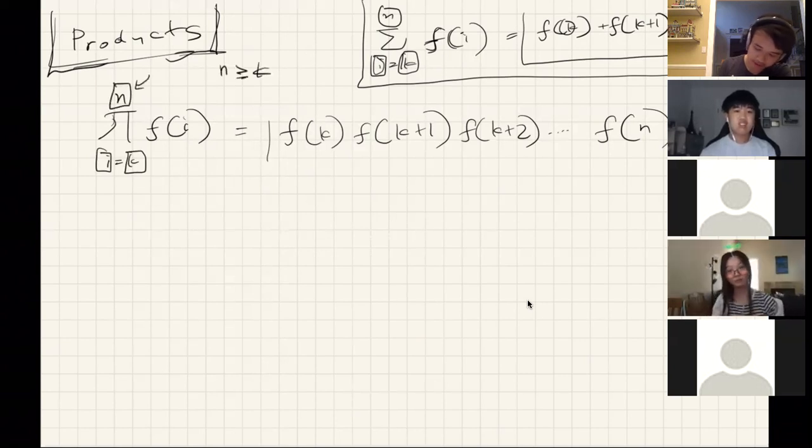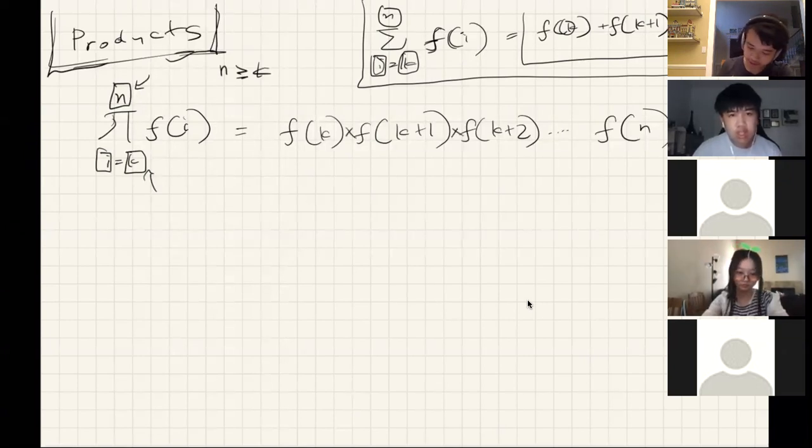The ending point, I guess we'll call it n. The starting point, we'll call it k. n and k are integers, such that n is greater than or equal to k. And the placeholder i, you have a function in terms of i. And basically what this translates to is this product of terms.